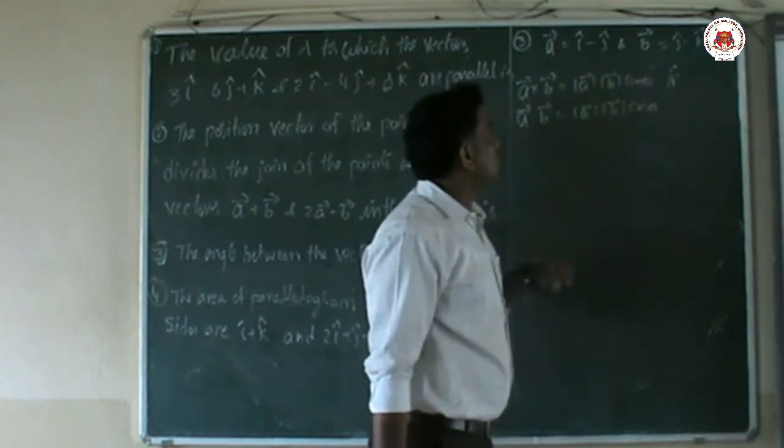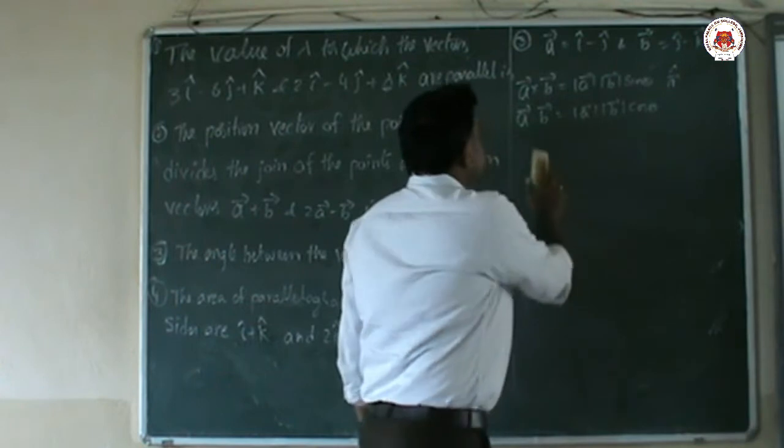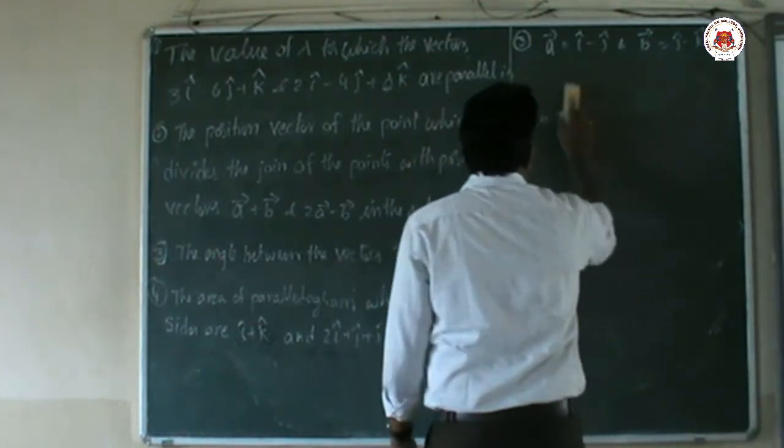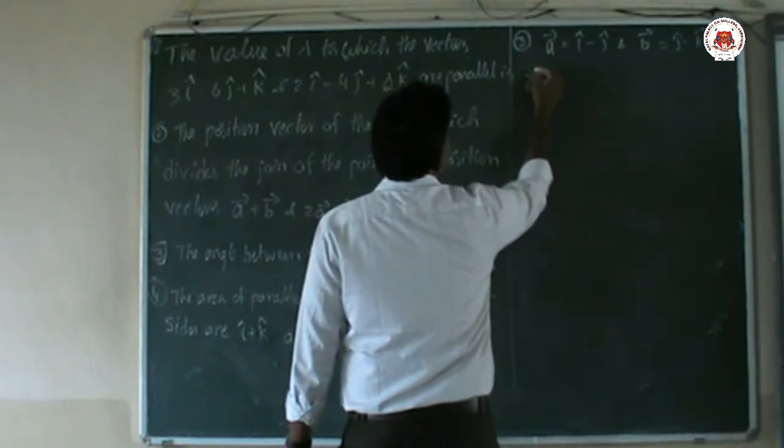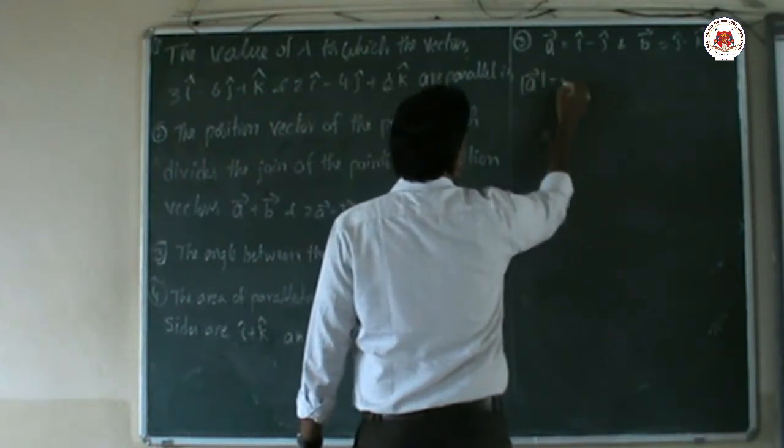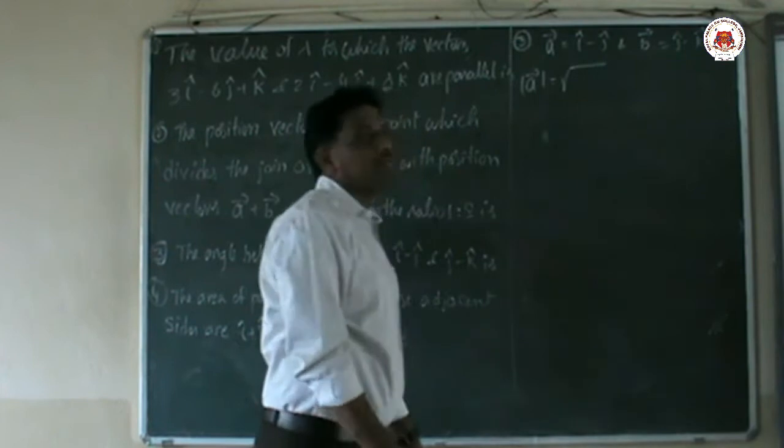The cross product is a very lengthy process, so this is the easy method. So I am going to take the dot product. Before finding the dot product, first of all we have to find mod A. Mod A means the magnitude of the A vector.